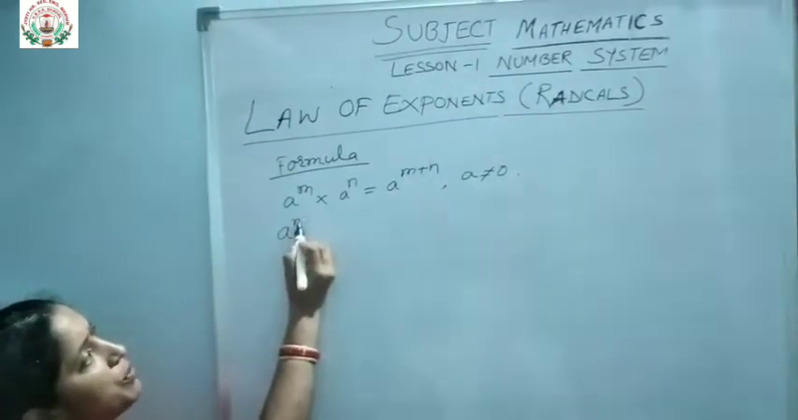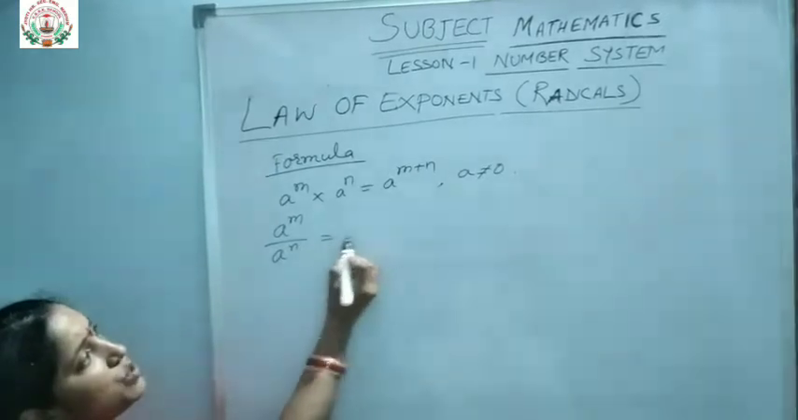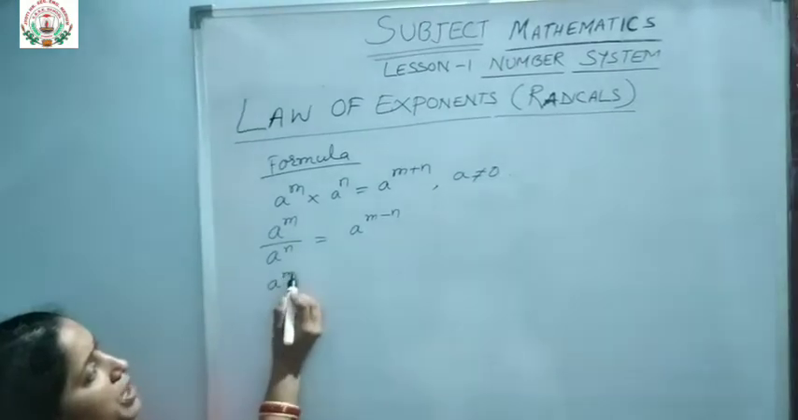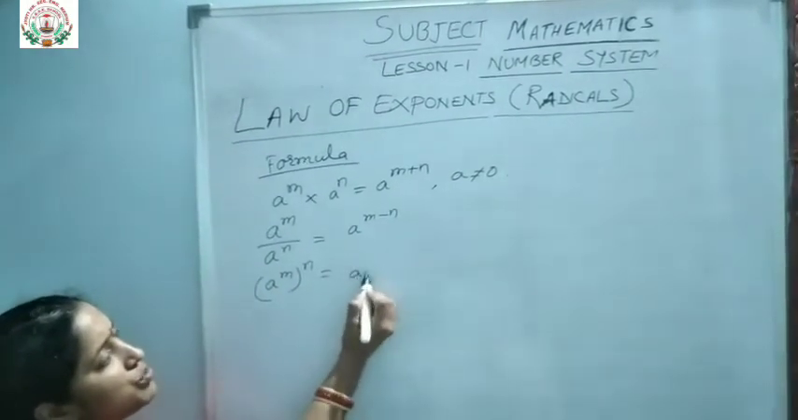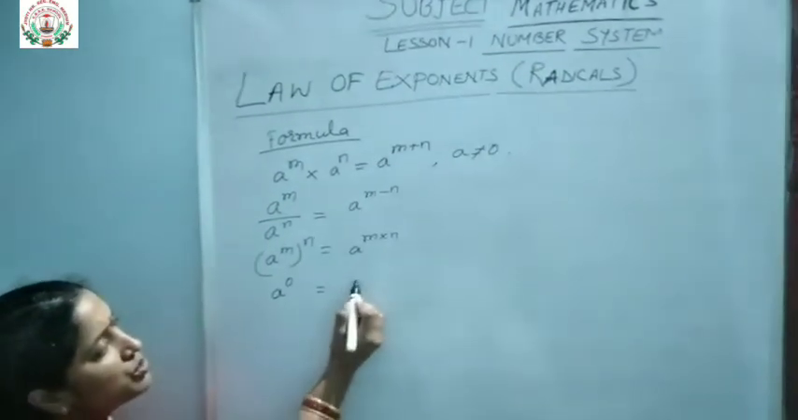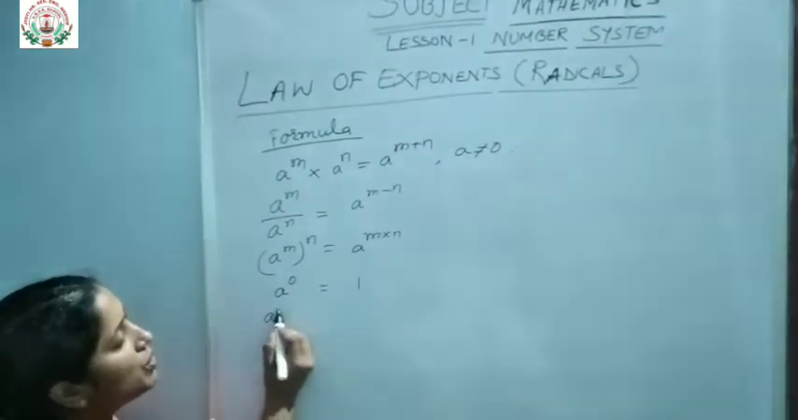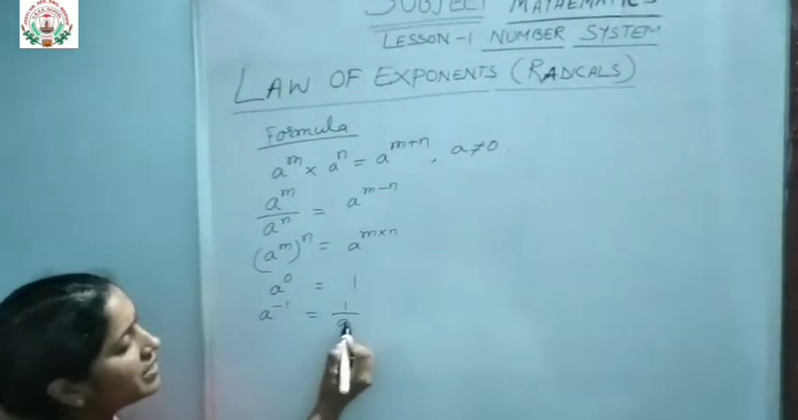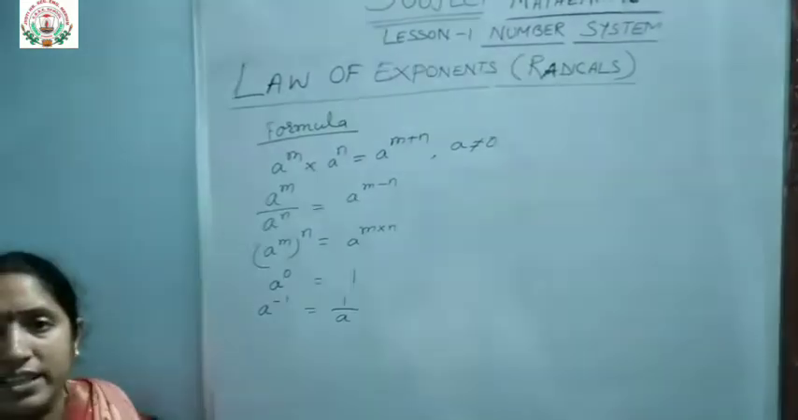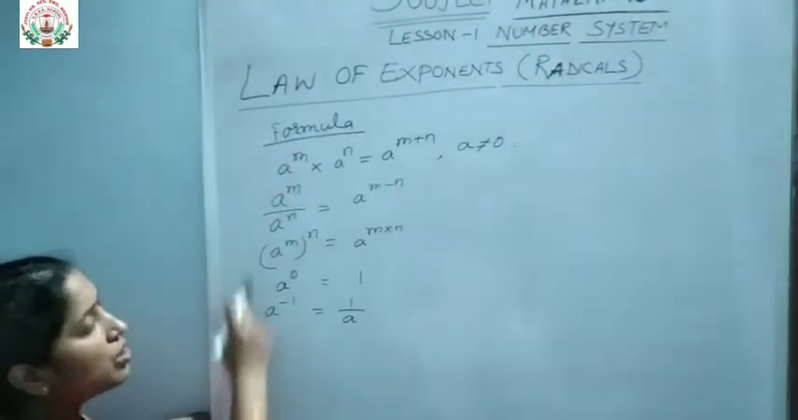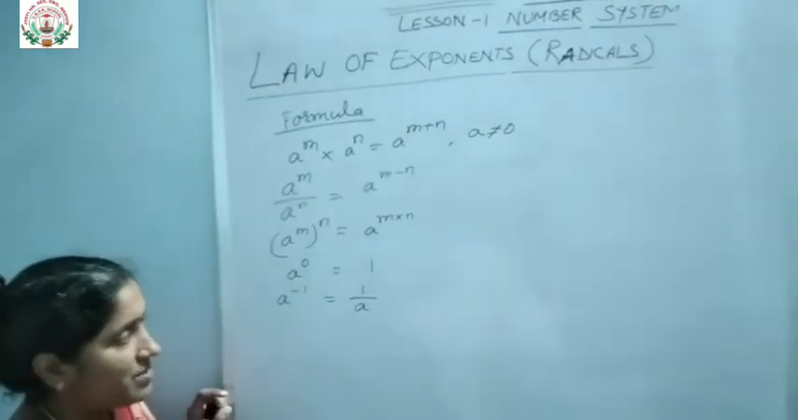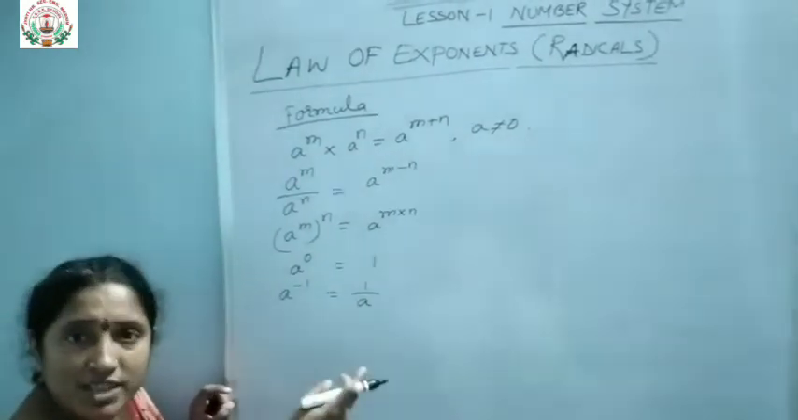Now again, a to the power m upon a to the power n equals a to the power m minus n. Then a to the power m whole to the power n equals a to the power m into n. Then a to the power 0 equals 1. Then a to the power minus 1 equals 1 upon a. These are the formulas. Remember children, in class 8 we also learned these formulas, which are called laws of radicals. Already we know. Now we will deal with some questions.